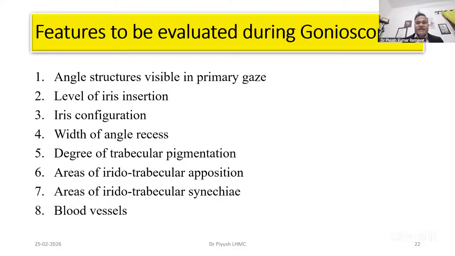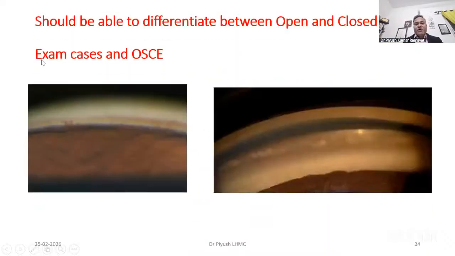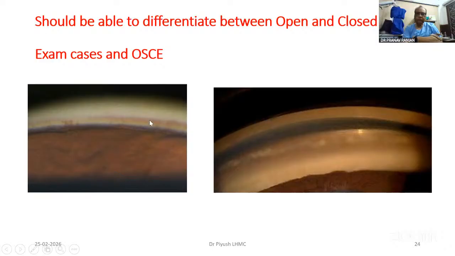So features to be seen in gonioscopy: angle structures in the primary gaze, level of the iris insertion, iris configuration, width of the angle recess, degree of pigmentation, areas of iridotrabecular apposition, areas of iridotrabecular synechiae, blood vessels, and any other abnormal content. Most importantly, during your exam cases, you will be required to differentiate between this open angle on your left hand side and this closed angle on the right hand side. Here all the structures, ciliary body band, scleral spur, and the trabecular meshwork are visible.